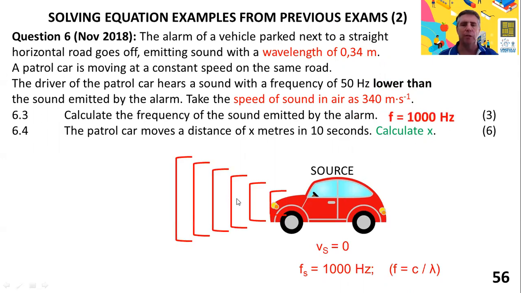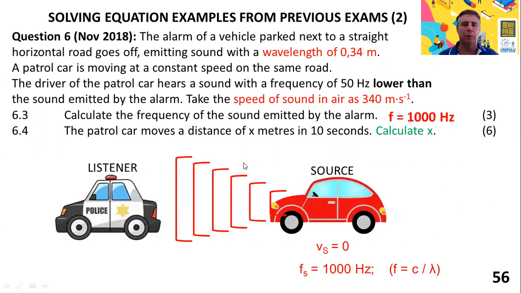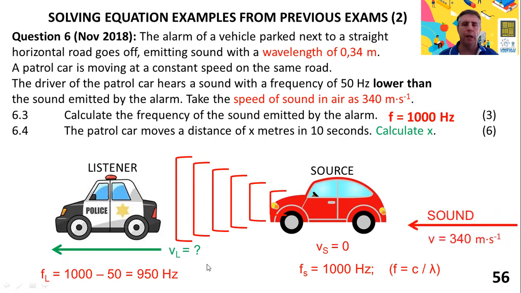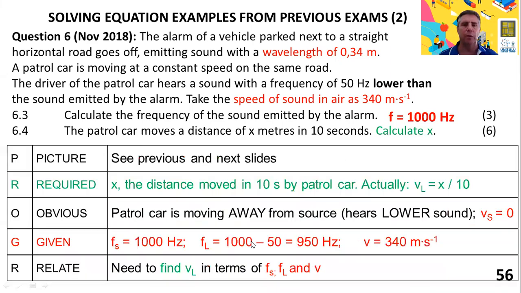Now, it's emitting sound of that frequency. We have a police car which is traveling away from it. We don't know the velocity of the police car. That's actually what we want to calculate. But it observes a frequency 50 hertz lower. So the frequency of the listener is 950 hertz. Please don't think it's 50 hertz. And of course, the speed of sound in air is given, 340 meters per second. That's one of the obvious things.